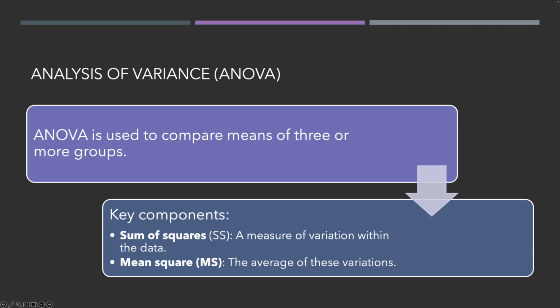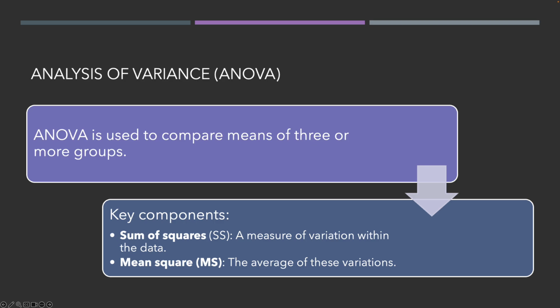Now, ANOVAs answer the question: are there differences between group means large enough that they are unlikely to have happened by chance? So there's that chance thing again. It expands beyond a t-test, which only compares 2 groups, and it accommodates multiple comparisons in a single analysis.